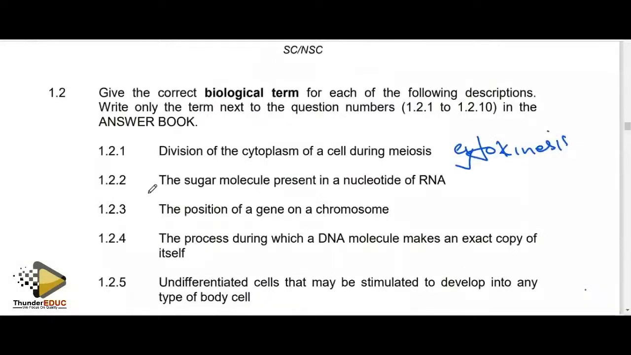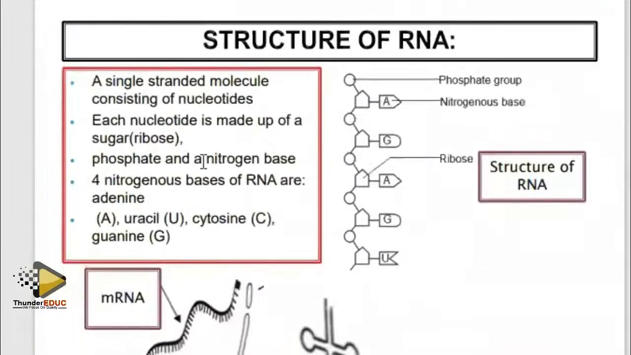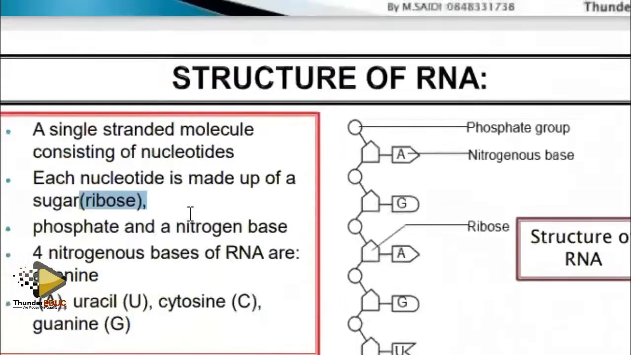And then we go to the next question, the sugar molecule present in the nucleotide of RNA. It means that the kind of sugar which is found there is ribose. So where do we find this? We go back to our book on DNA, we're going to find it here. It says that the single-stranded molecule consists of nucleotides. Each nucleotide is made up of a sugar called ribose. So you see the answer is there. And this is the structure of RNA. So ribose is the sugar which is located in RNA.